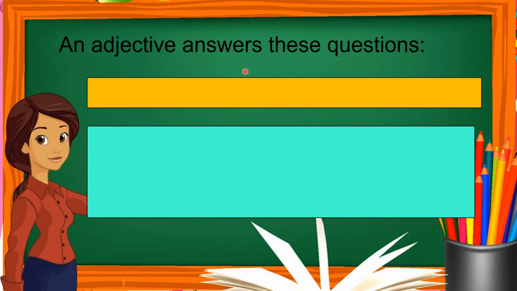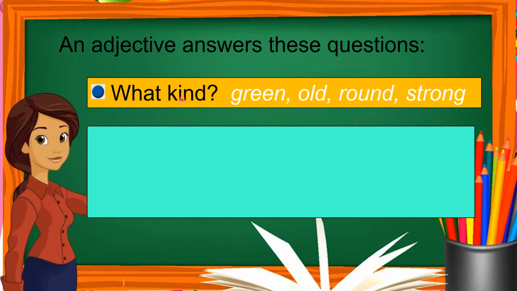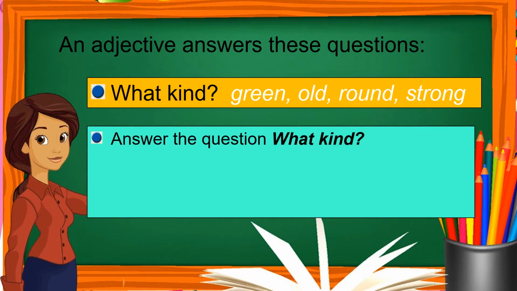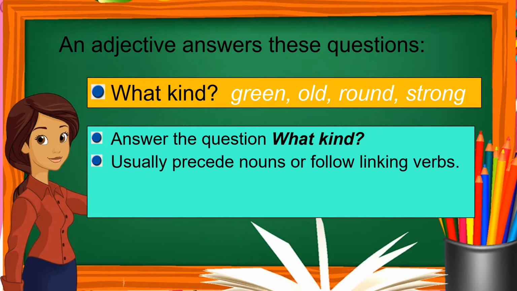Okay, here. An adjective answers this question: what kind? When we say what kind, you can answer green, round, old, or strong. Green mentions color. And another one, old, round, and strong. Adjectives answer the question, what kind? They usually precede nouns or follow linking verbs. Example, the bag is red, right?